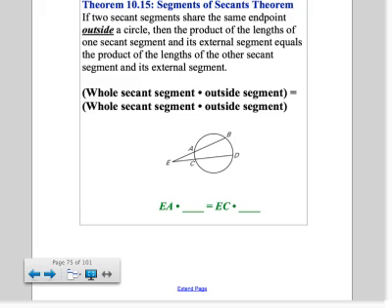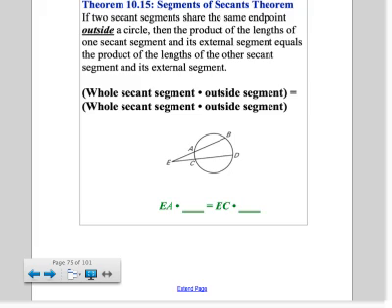The second theorem says, now you'll notice when the two chords intersected, the angle was inside, and this is one where the angle is outside. But again, we're not talking about angles and arc measures now. We're going to be talking about lengths of segments. So if you have two secant segments that share the same endpoint outside the circle, then the product of the lengths of one secant segment and its external segment is the same as the product of the lengths of the other secant segment and its external segment.